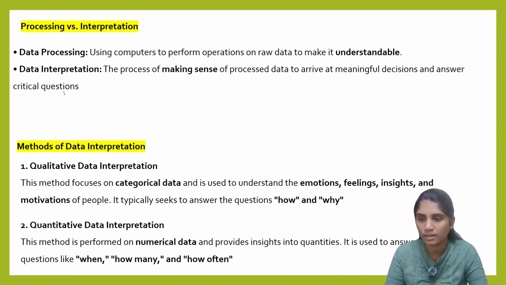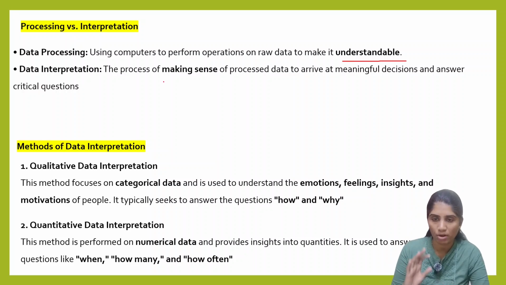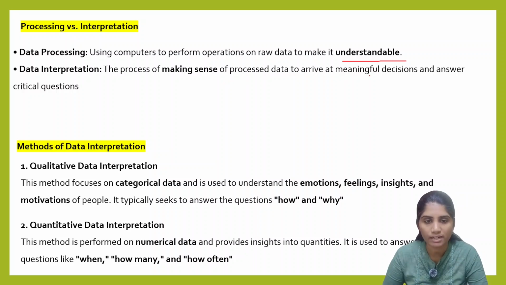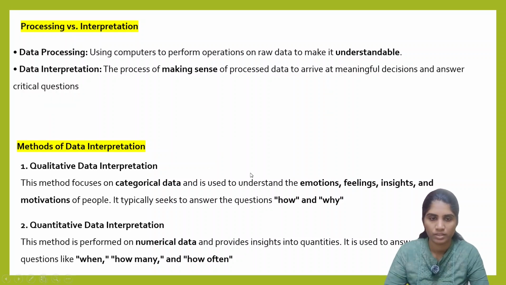So for example, data processing means using computers to perform operations on raw data to make it understandable. And what is data interpretation? The process of making sense of the processed data which we processed in the previous step, to arrive at a meaningful decision and answer our critical questions. So that we call it data interpretation. So first is data acquiring, second is data processing, and third one is data interpretation.